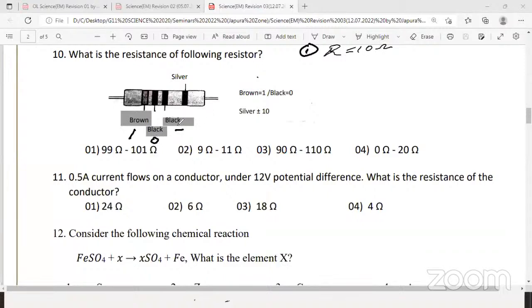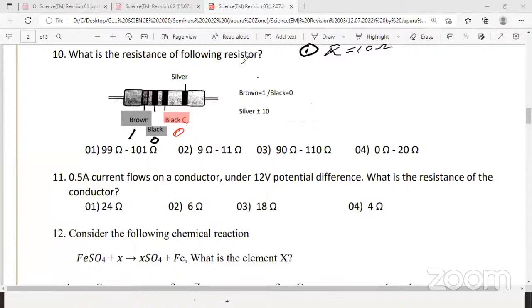So the third one, 0 zeros. That means no zeros. The third color band, I'll highlight that in red. This third color band, black, is 0. Therefore you can't add any zeros. 10 to the power 0 is 1. 1 into 10 is 10. But imagine you get again brown, black, brown. If this was brown, you had to put 1 zero. Then it will be 100 ohms.